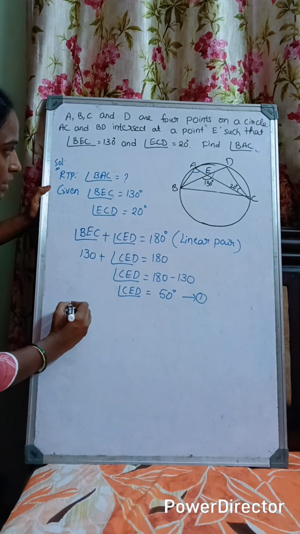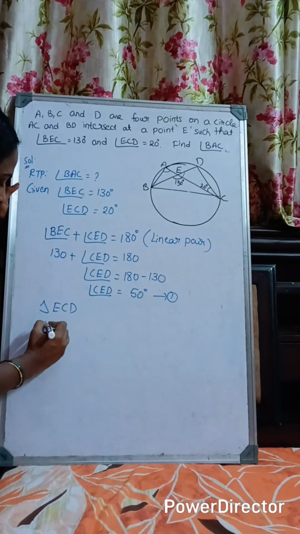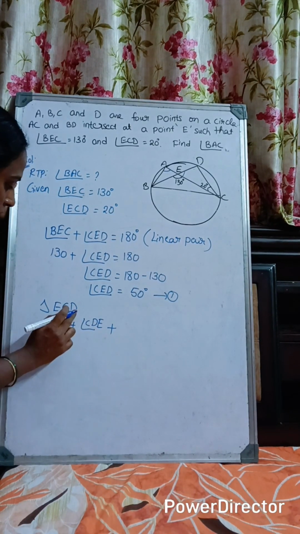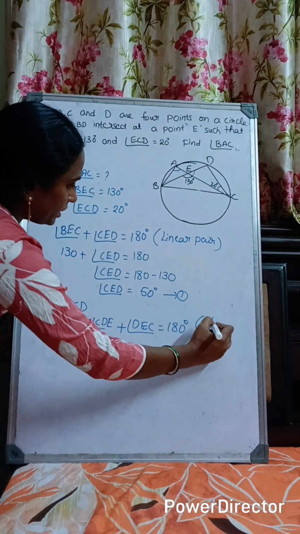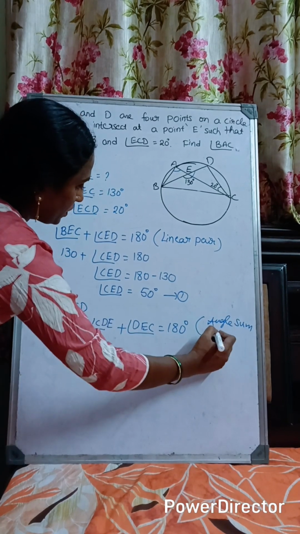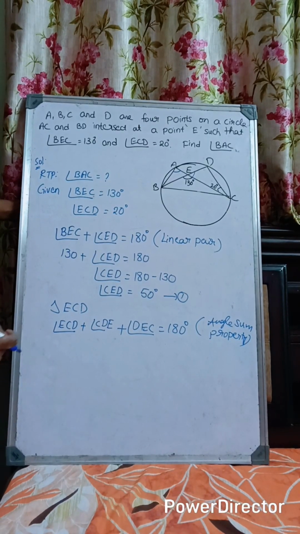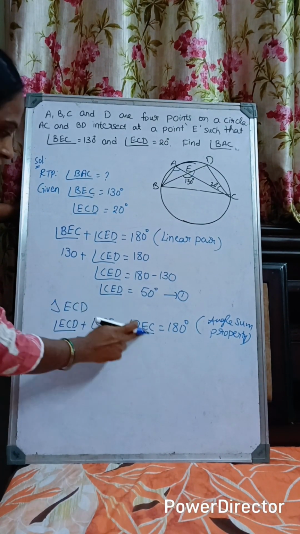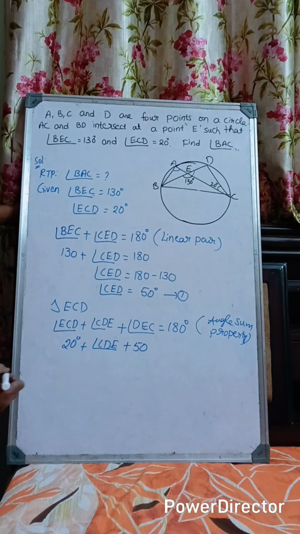Now I am going to consider the triangle ECD. By using the angle sum property, ECD plus CDE plus DEC is equal to how much? 180 degrees, angle sum property of a triangle here. Now, as we understood here, angle C is how much? It is 20 degrees. So, ECD angle is 20 degrees. And angle CED, this angle is how much? 50 degrees. Then, we need to find out the angle CDE.